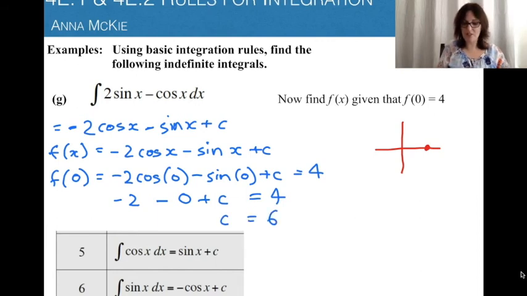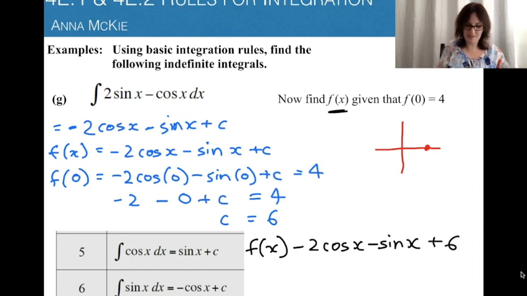So to finish the question, we're asked to find f of x. Writing that completed thing out, negative 2 cos of x minus sine x and plus 6.